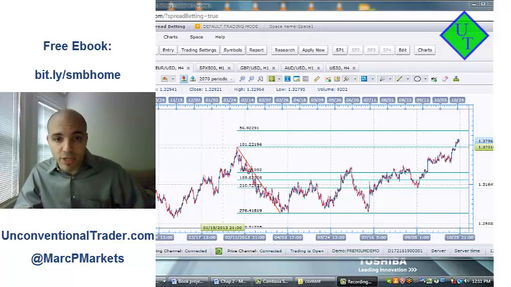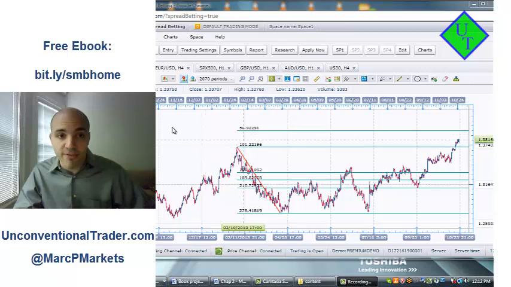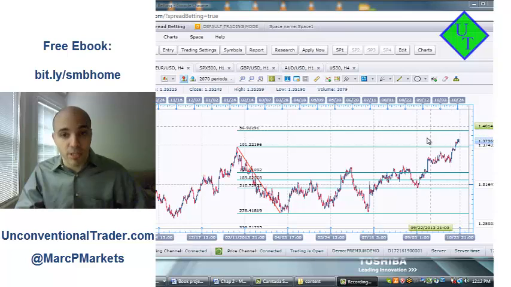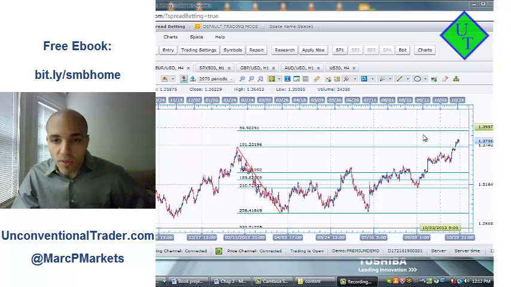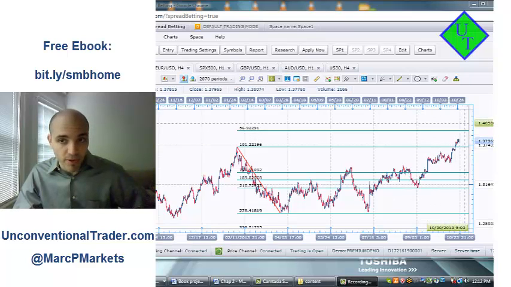Right here I have the euro dollar. Okay, this is a 4-hour chart. Now on this chart you'll notice I have this retracement measurement which gives me a resistance zone that we've been monitoring every day in our chat room. Now this is not the perspective, okay?